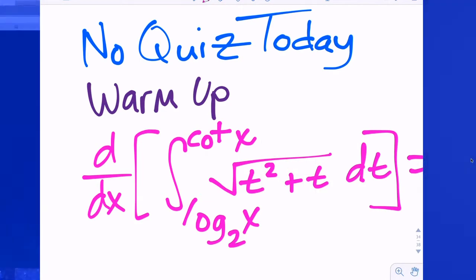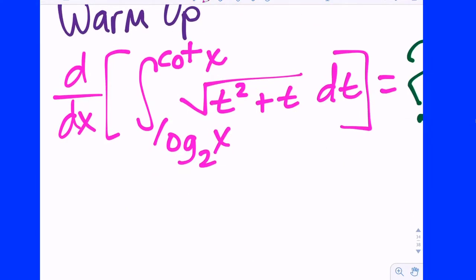All right, so here we go. We got the derivative with respect to x of the integral of that function from log base 2 of x to cotangent of x. So there are two ways to do this. You can either try to find the antiderivative of that and evaluate it and then take the derivative of it. And that's not going to be the way I would go because finding the antiderivative of that, does anyone know what it is off the top of your head? Yeah, me neither. Or there's another way to do it, right?